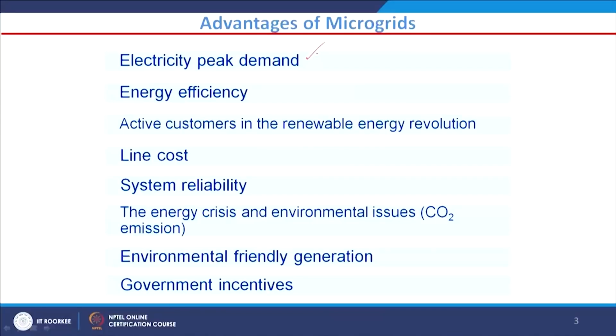It is a self-sustained system where generators and loads are present, and sometimes this microgrid operates either in grid connected mode or in islanded mode of operation. What are the advantages of microgrid? Basically, it has electricity peak demand, energy efficiency, active customers in the renewable energy revolution, line cost, system reliability, and so on. If you see all these advantages which are concerned with the microgrid system, that is why we are interested in the smart grid environment.